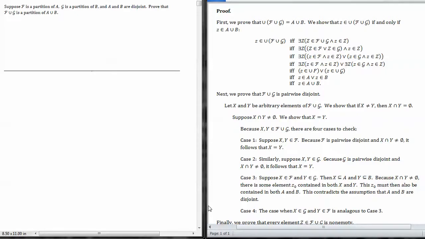Suppose F is a partition of A, G is a partition of B, and the sets A and B are disjoint. Prove that the union of the two partitions is a partition of the union of the sets. Okay. So what does this look like?